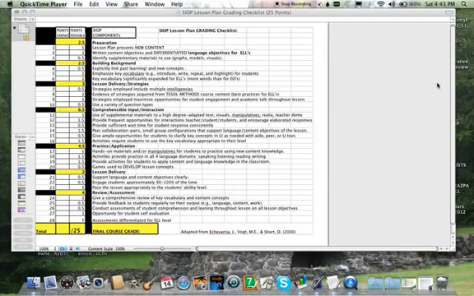Hi there, students. I'm going to give you a little demonstration of the process that you will be going through in your peer review of your partner's lesson plan using the SIOP lesson plan grading checklist, which is in content.